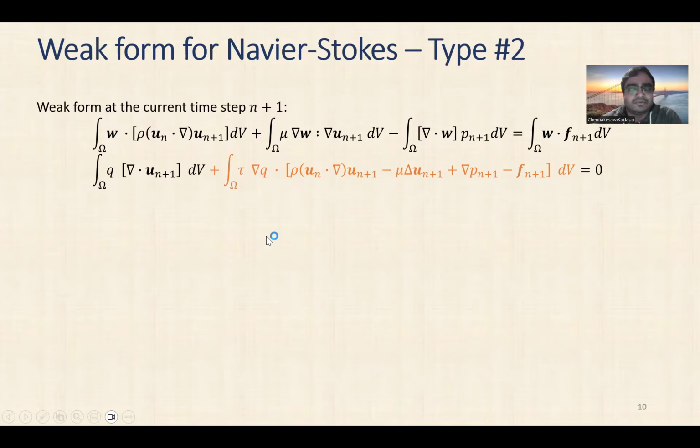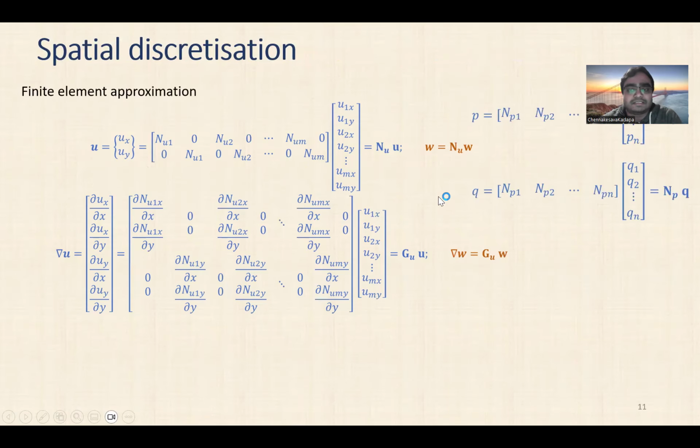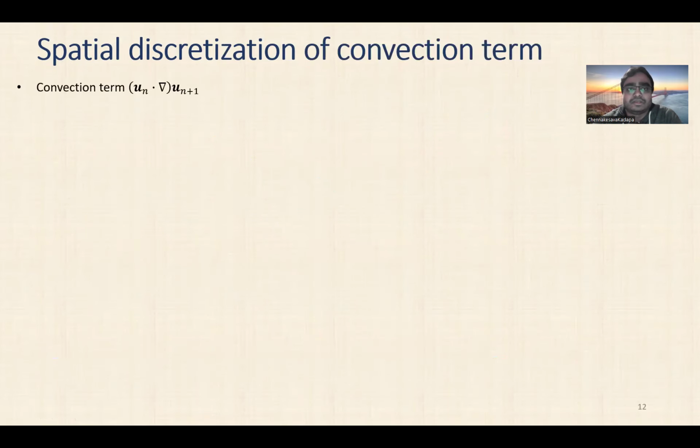In order to see what those terms are, we need to discretize it. So these are our approximations for velocity and pressure, which we have already covered in the Stokes flow. We have approximations for u and p, and then w and q. We calculate the derivatives, the gradient and the divergence and so on. We use the same for discretizing this convection term.